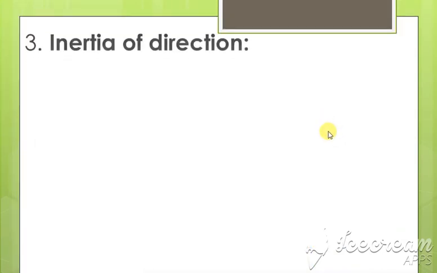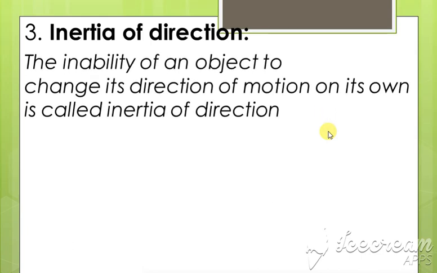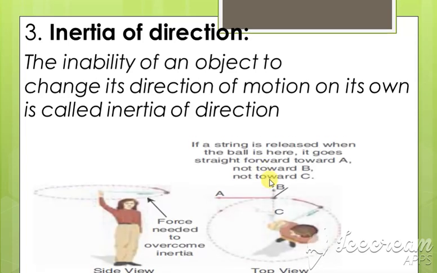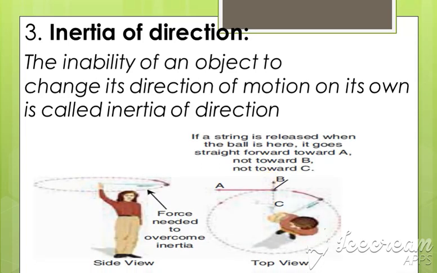Then next we have inertia of direction. So what is inertia of direction? It is the inability of the body to change its state of direction on its own. So see here, the example is given here. Suppose you are rotating a bob like this, okay. If you are rotating, it will not move in the same way, is it not? Suppose you change the direction, it stops, and only then it moves, okay.